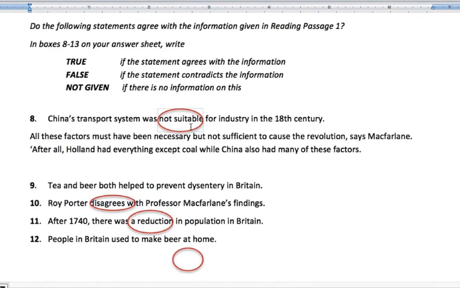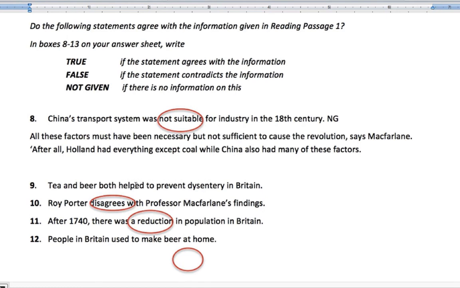Okay, so was it suitable for industry? China had many of these factors. I don't see anything about it being suitable or not. It just says China. This is all it says about China. China had many of these factors. I don't see the word suitable. So it should be quite clear that this one is just not given. I don't see anything about suitable or not suitable. Great. T and B, beer help to prevent.